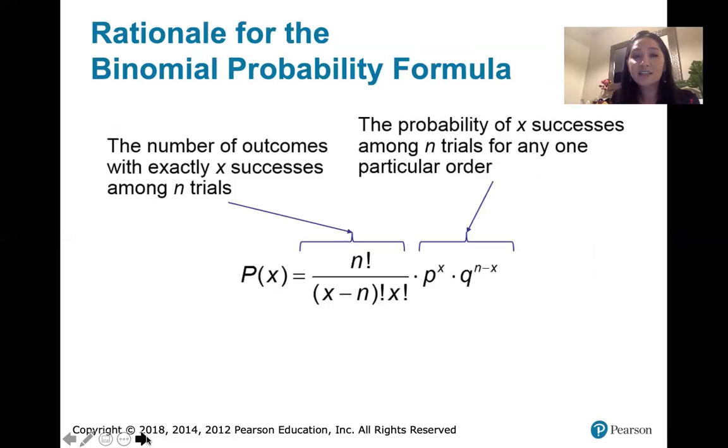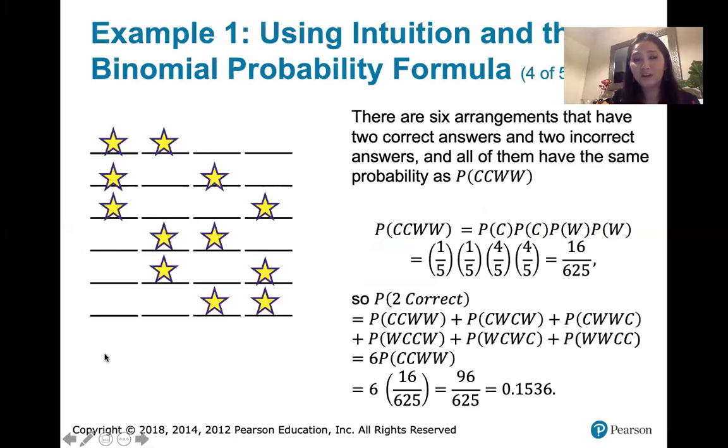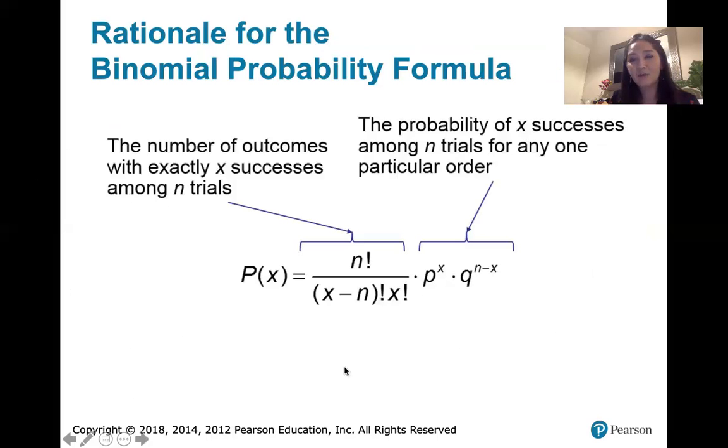In order to get all 6 of those guys, we've got to multiply by this factor right here. That factor, I hope you recognize it, that is combinations. That is the number of ways that we can choose X positions out of those N positions to put our correct answer in. That is the number of outcomes that have exactly X successes among N trials when we don't care about order, when we're calling all of these guys exactly the same. So that's why I use that formula for combination right there.